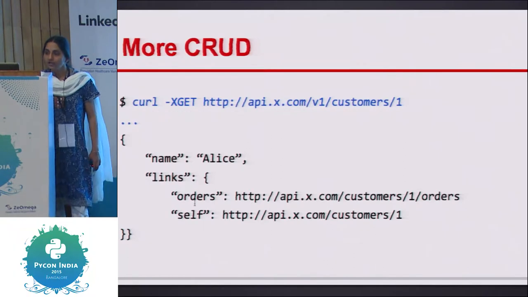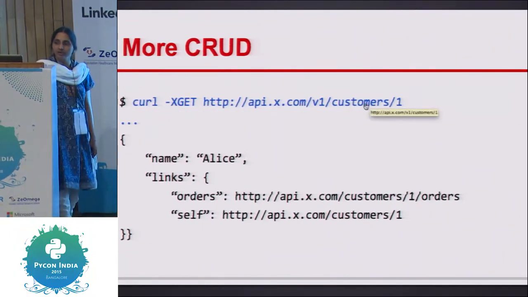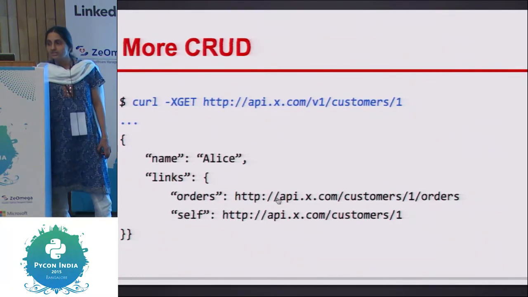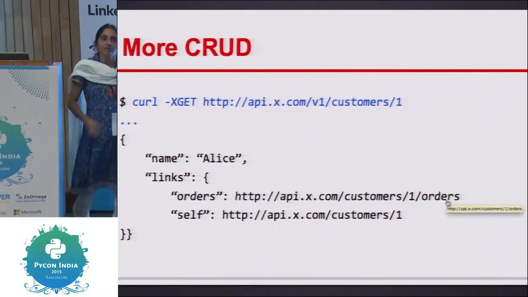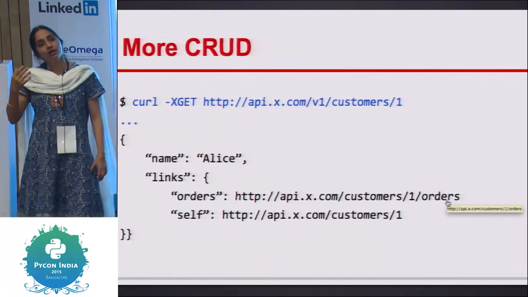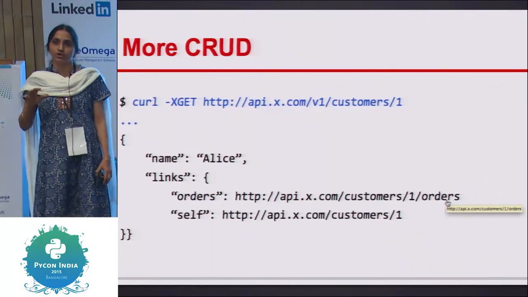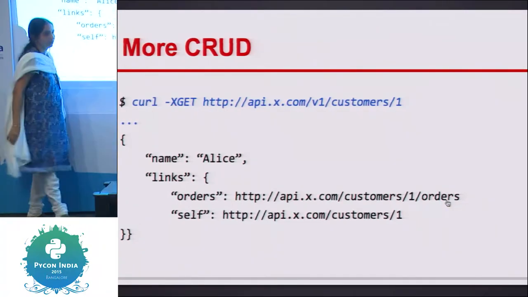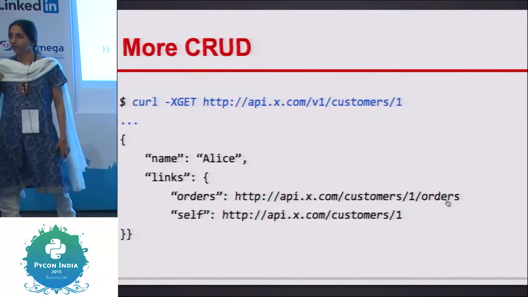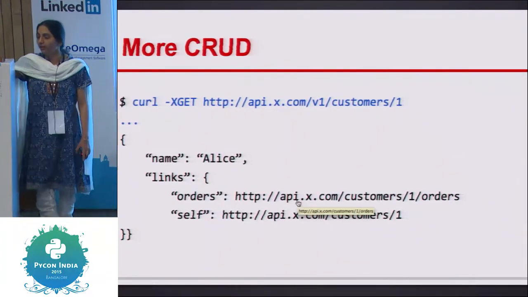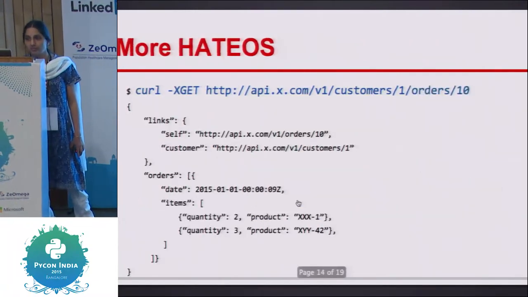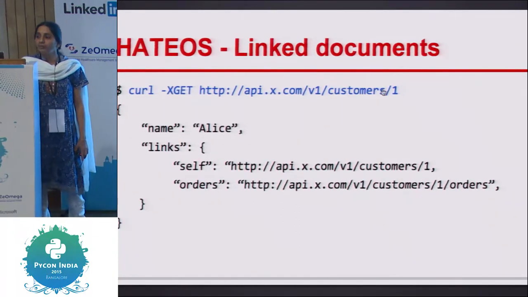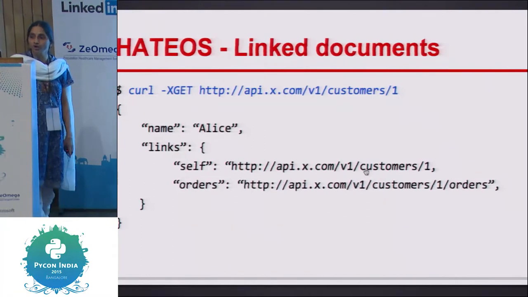Programmatically. So here, when we requested customers with an ID 1, we have got the orders link also. You have asked for a customer right now, and you could be interested in the orders that he has placed already. So you can get the orders information here by requesting that URL. That's what is meant by HATEOAS. We'll see examples of HATEOAS as the orders link. So from the first customer, we have got all the orders.